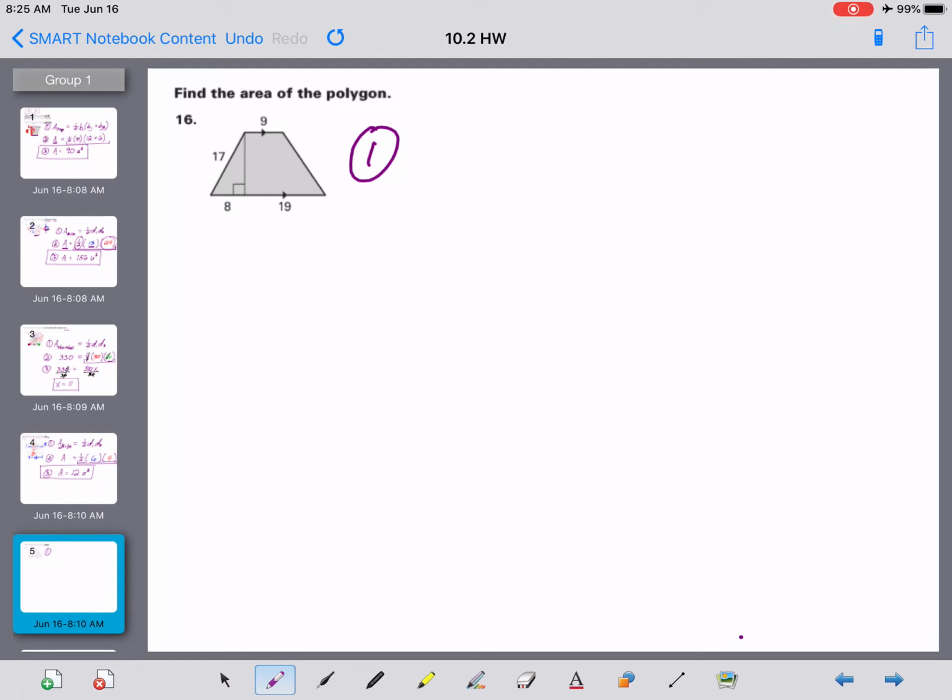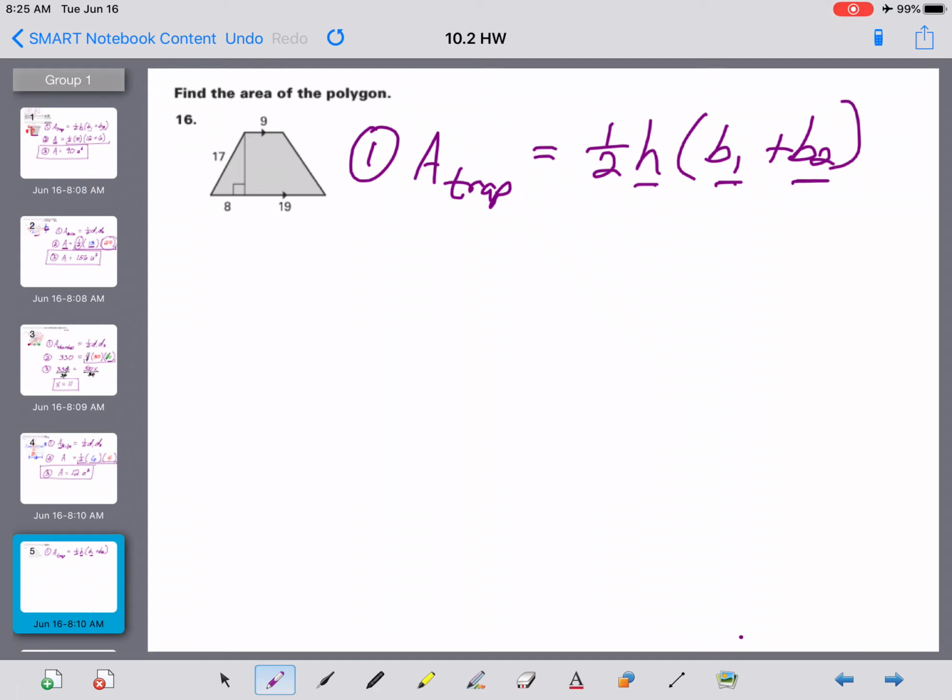We see one pair of parallel sides here, the 9 on top and the 19 on bottom, so that makes this figure a trapezoid. And the formula for area of a trapezoid, this is the tricky one here, is 1/2 times your height times the sum of base 1 plus base 2. So we need to know the measures of H, B1, and B2 in order to be able to pull this off. All right, let's go to step 2.